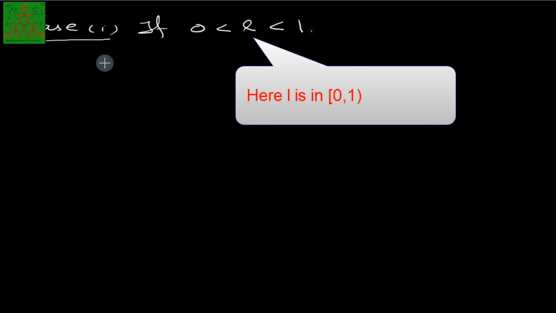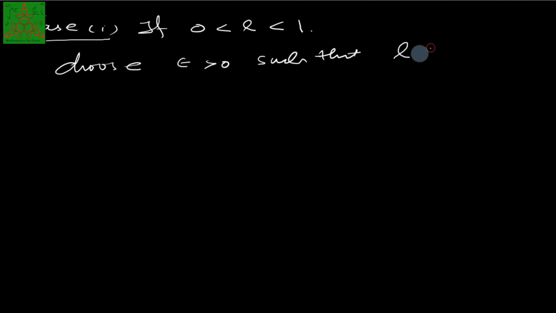So we can take case number 1 here, that is, if the value of L is between 0 and 1. Since L is a real number between 0 and 1, we can choose epsilon in such a way that L is less than L plus epsilon, which is less than 1. That means in between L and 1, there is another number L plus epsilon, which lies in between L and 1. And that is the property of real numbers that we have.